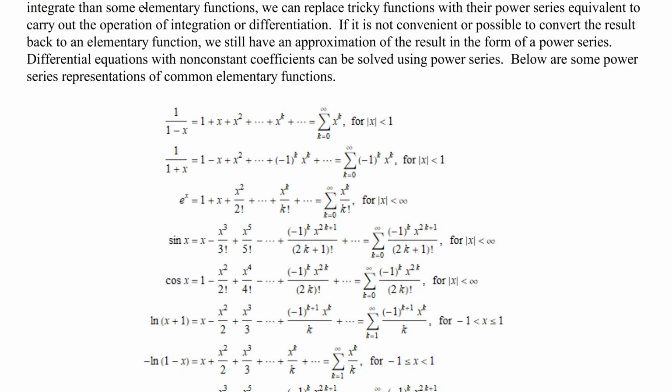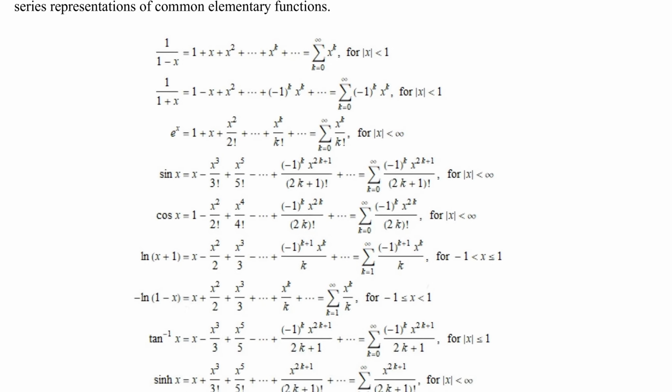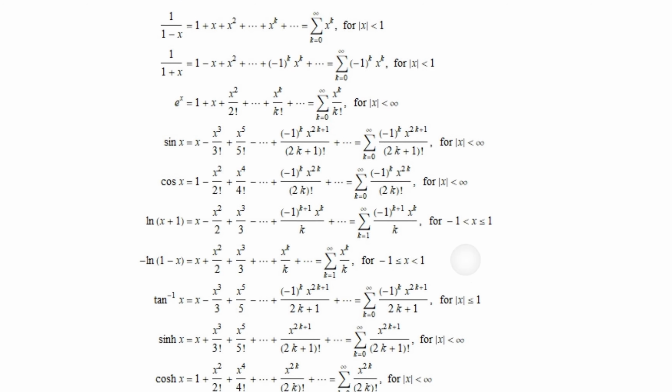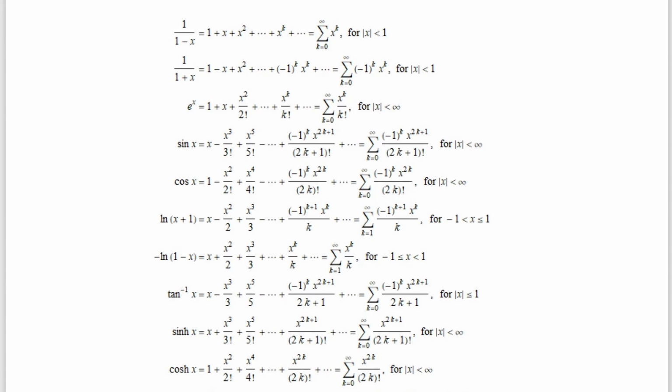So the result of this is that we have some common functions where we conveniently and often replace them with their power series equivalent. So you see a list of these common power series below. I want to draw your attention to a couple of these. One is cosine of x. So the elementary function is cosine of x. You can see the expansion of the power series or the development of the polynomial, and then you can see this power series expressed with summation notation.